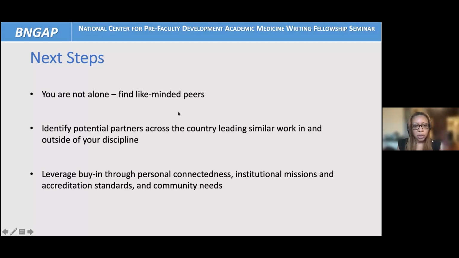Someone just says, Joy, I think your institution is under HLC; diversity is required in HLC accreditation guidelines. There you go. So think about those, know your rules and regulations, and utilize them if necessary. And that could be tied into the work that you're doing to get your institutional buy-in.